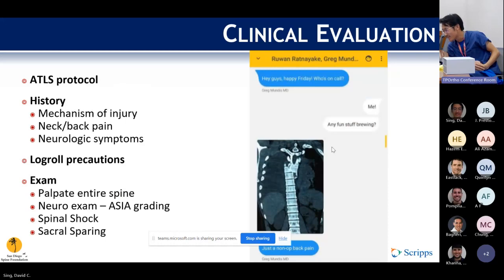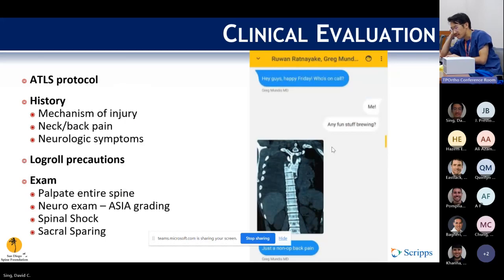The ATLS protocol is your starting point when you see them in the trauma bay. You want to make sure your resuscitation gets started to optimize them for surgery, knowing lactate, base deficit, etc. Oftentimes, they might go to ICU if the OR is not ready yet. But trying to get a sense of their mechanism and their neurologic exam before they're intubated or sedated can be extremely helpful. And then emphasizing log roll precautions, making sure everyone in the room understands.